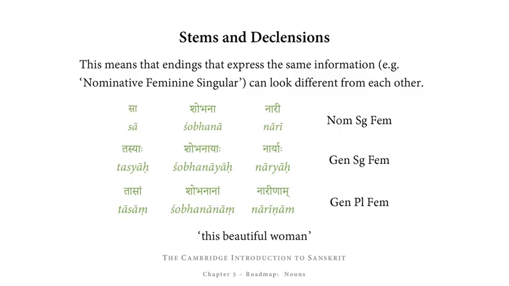So what we will need to do is, for each of these declensions, for each of these noun stems that we find in Sanskrit, we have to memorize the individual sets of endings.